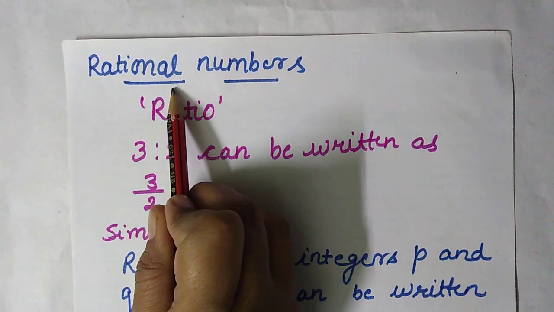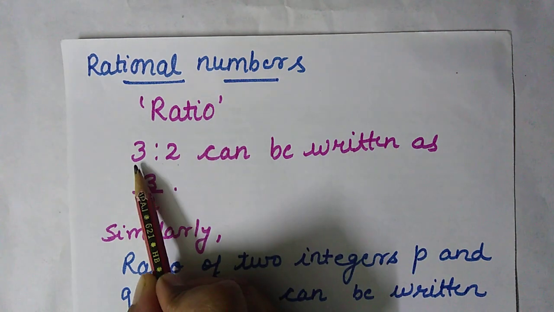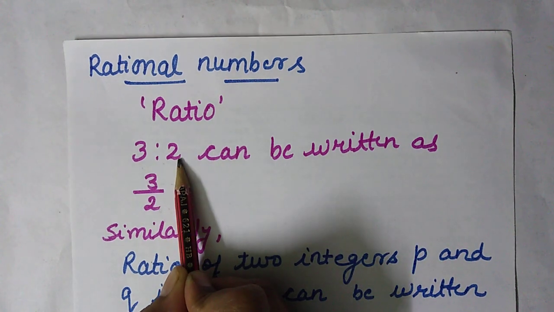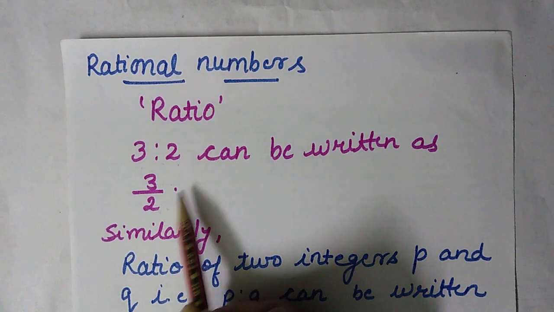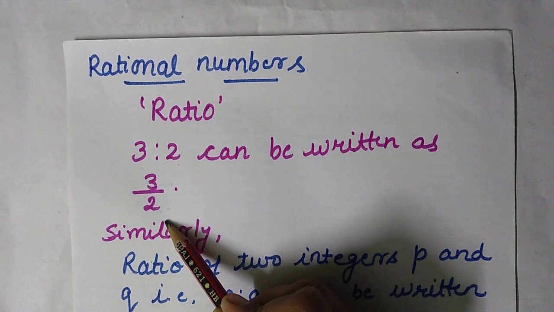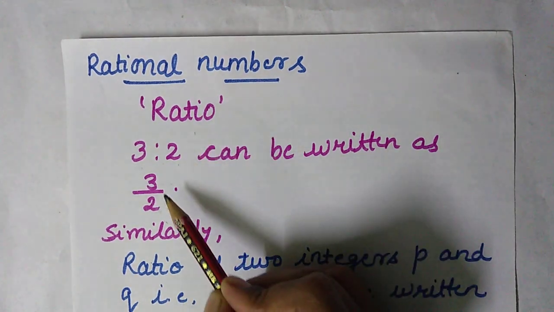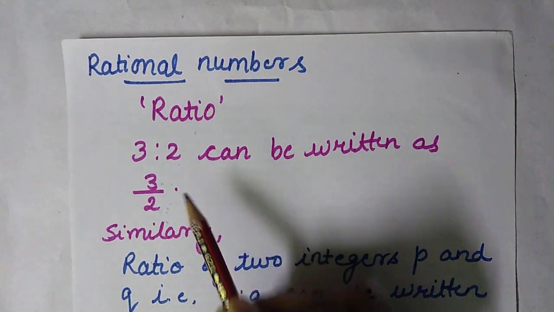The word rational arises from the word ratio. That means if you are writing 3:2, this can be written as 3/2, where 3 and 2 are natural numbers. In terms of ratio, we can say 3 and 2, the numerator and denominator, are natural numbers.